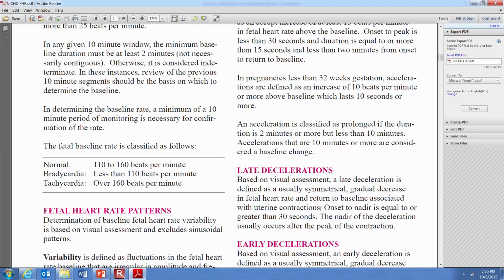All right. Now, we've determined our heart rate, we've determined our variability, we've determined if we have accelerations. Now we need to decide if we have any decelerations. Decelerations are a drop in our heart rate, okay? There's 4 different kinds of decelerations. One of them is an okay deceleration. We don't do anything about it. The other 3 we want to do something about, okay?